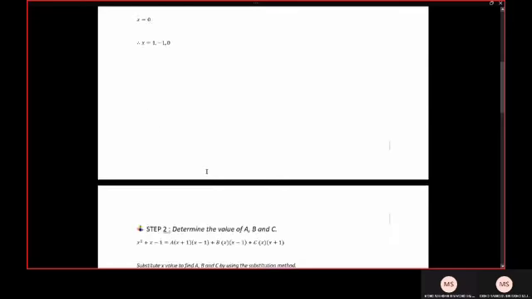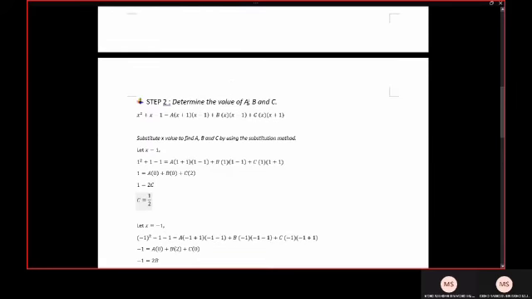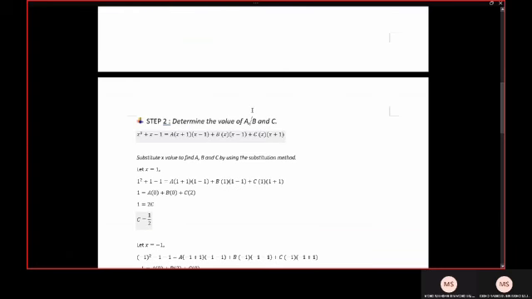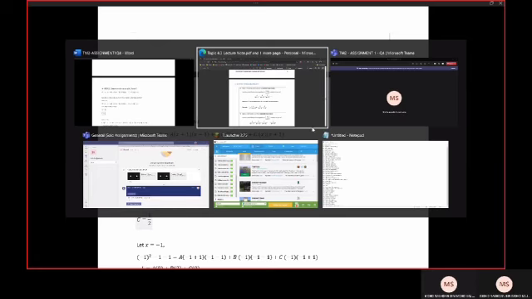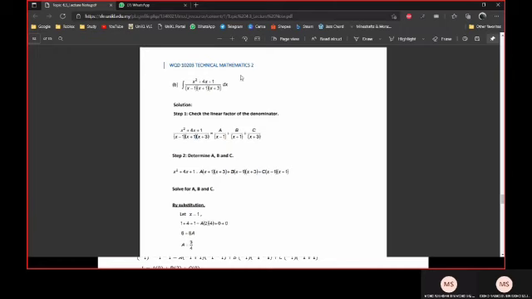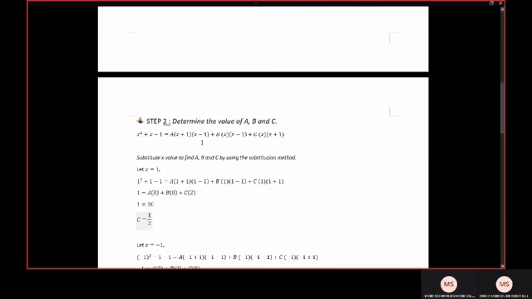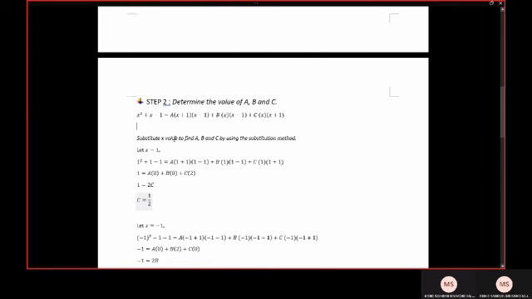So when we have these values, we can proceed to the next step, which is to determine the values of A, B, and C. To determine them, we have to rearrange the equation. Rearrange it like so, like this. Then we can substitute the x values to find A, B, and C by using the substitution method. There are several other methods available that I can use, but I feel that the substitution method is the one that I am most confident with.